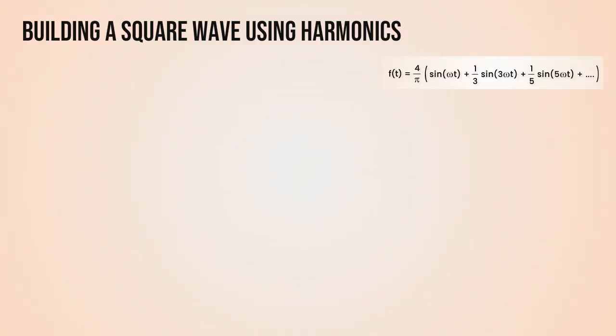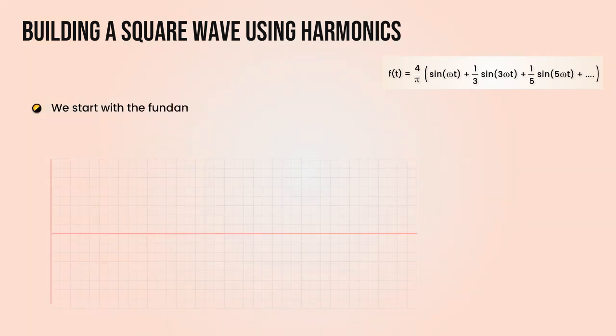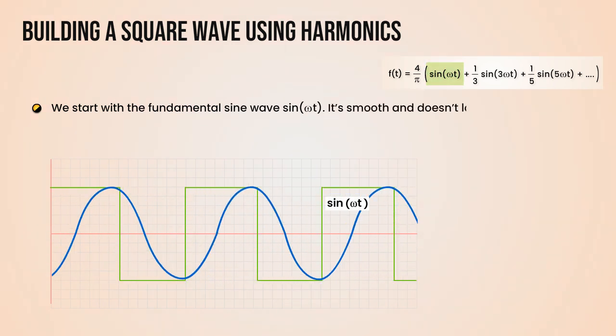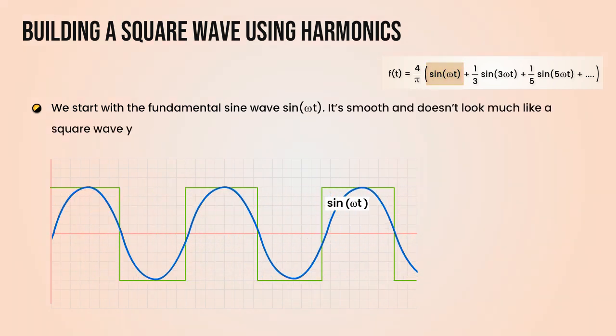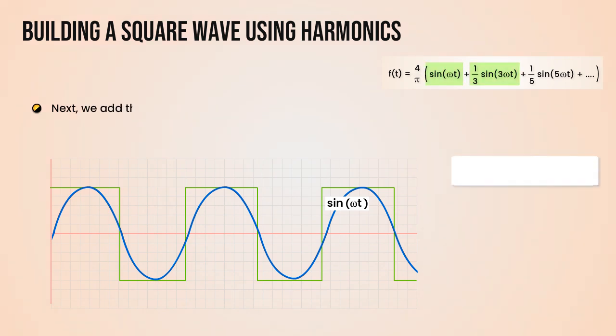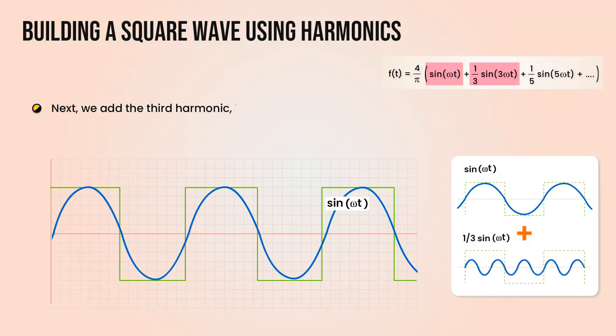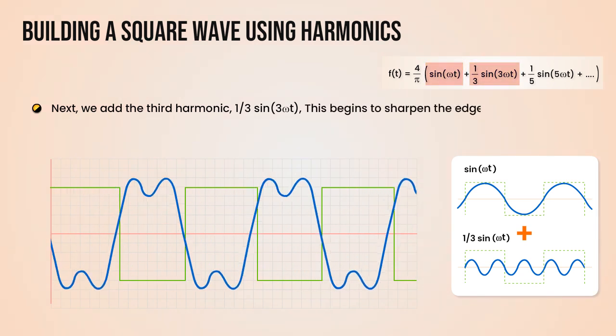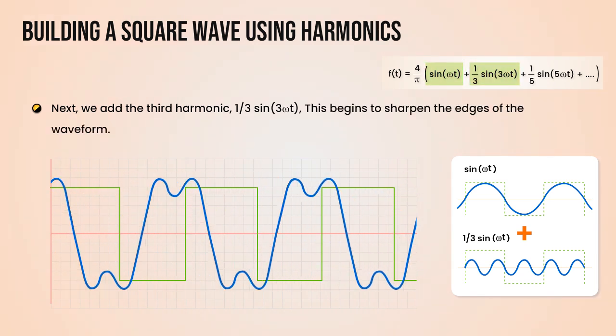Building a square wave using harmonics. We start with the fundamental sine wave, sin(ωt). It's smooth and doesn't look much like a square wave yet, but it's the foundation. Next, we add the third harmonic, (1/3) sin(3ωt). This begins to sharpen the edges of the waveform.